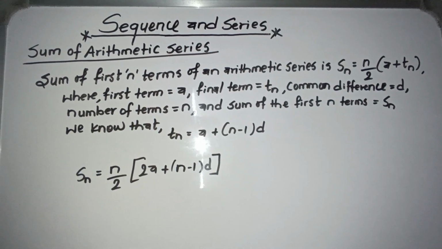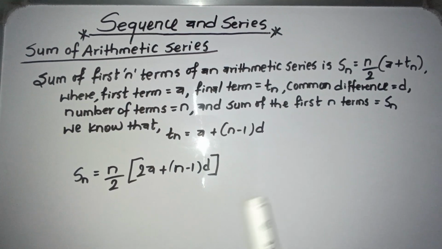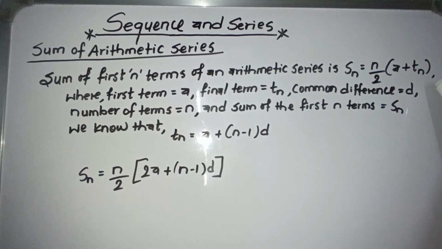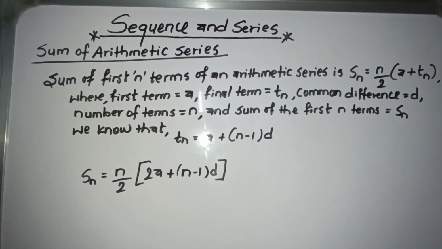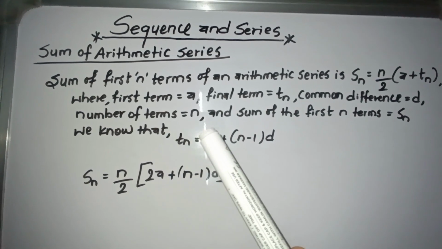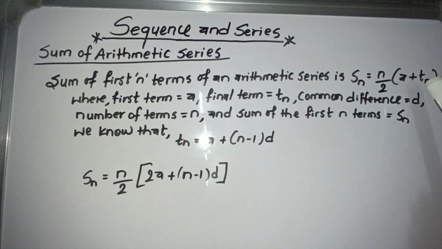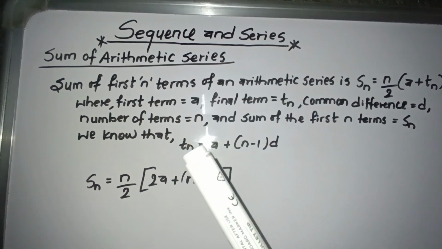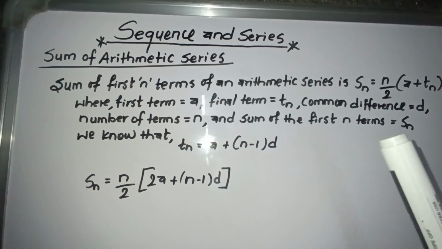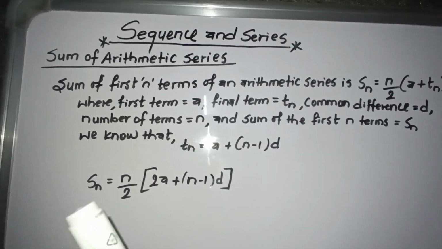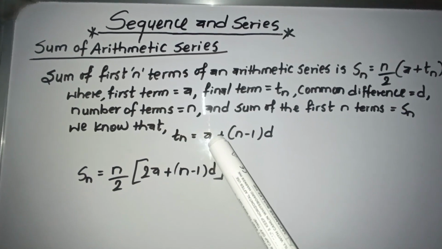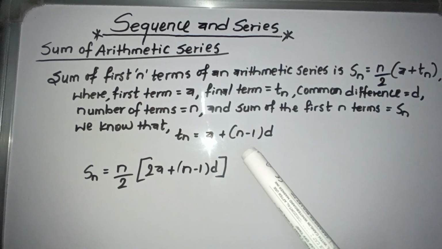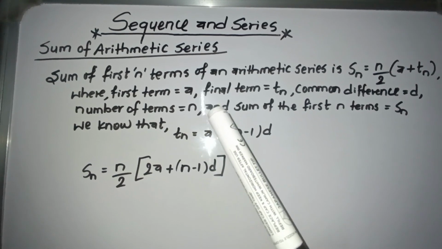We are going to discuss some of arithmetic series. Sn is equal to n by 2 bracket a plus tn is the formula to calculate the sum of an arithmetic series, where a is the first term, tn is the final term, d is the common difference, n is the number of terms, and Sn is the sum of the first n terms. And we know that Tn is equal to a plus bracket n minus 1 bracket d. This d is the common difference, a is the first term, and n is the number of terms.